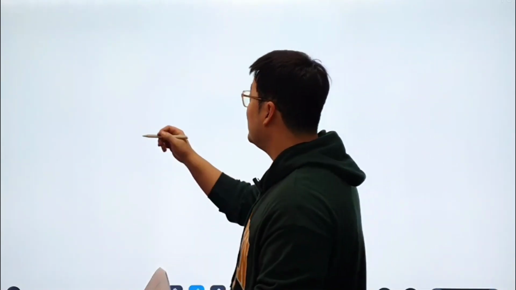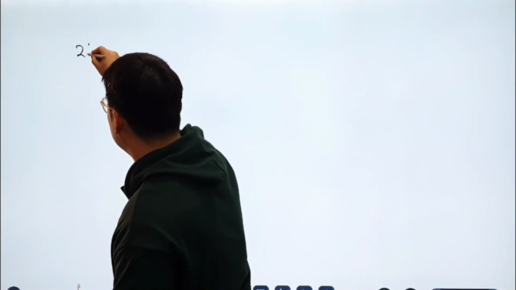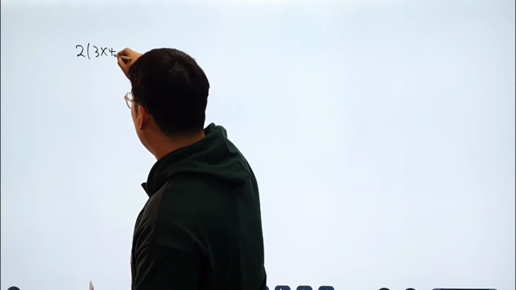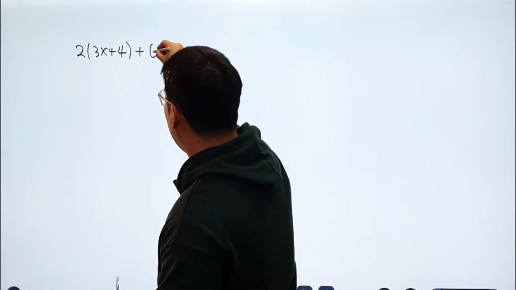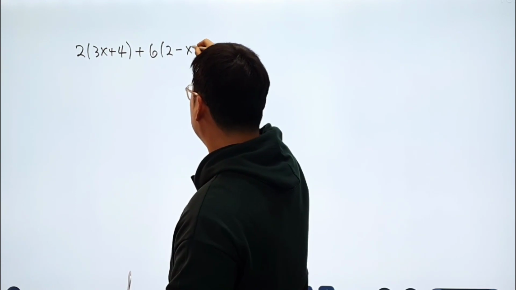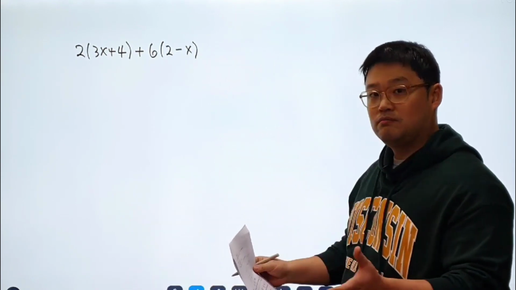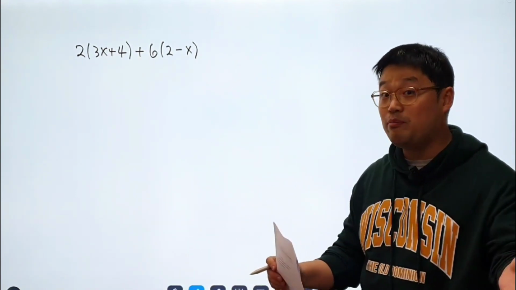Hey guys, let's go to problem 19. I need to simplify the expression 2 times (3x plus 4) plus 6 times (2 minus x) into a single integer. All right, so let's just try to write it down. So what happened? 2 times (3x plus 4), and I'm actually adding it with 6 times (2 minus x) as a single integer. Right, so remember the distributive property again.